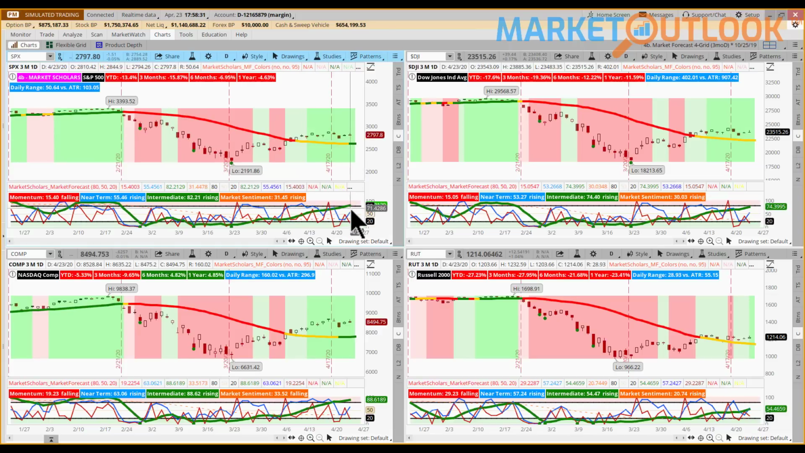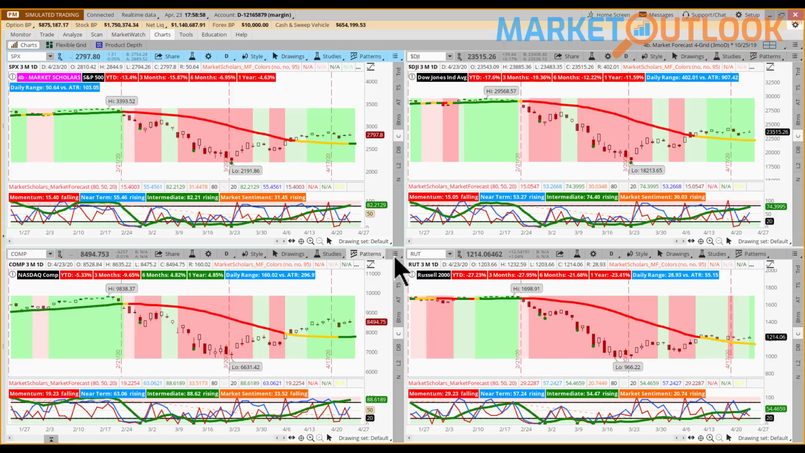I also mentioned that the green line on the S&P 500 entered the upper reversal zone. You'll notice that the intermediate line's reading right now is at 82 and rising. This is the first time the green line has been in the upper reversal zone for the S&P 500 since going back to basically February 21st or 24th, somewhere in that general time period. So we've come a long ways.